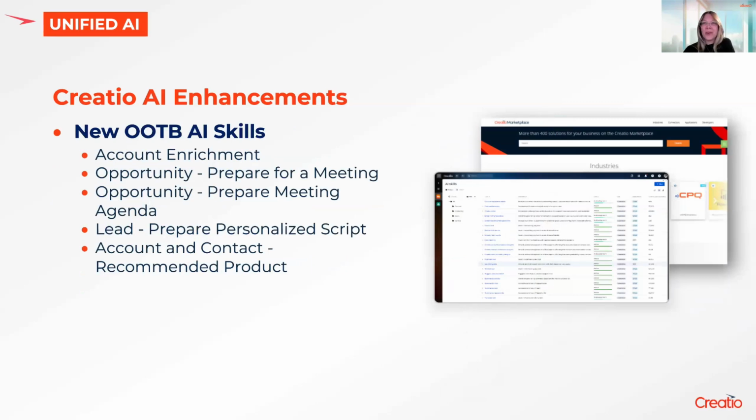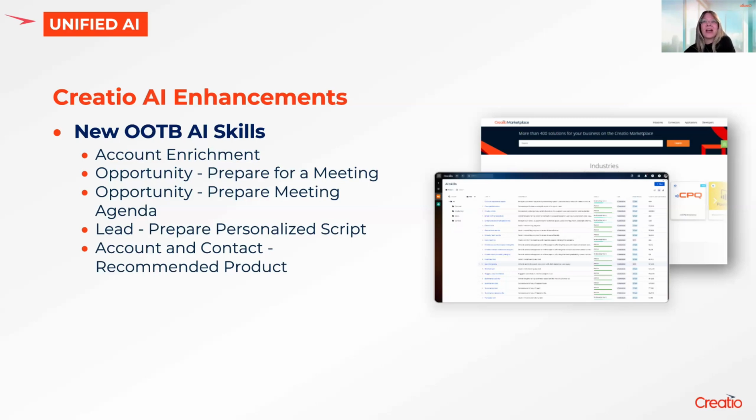Some more exciting Creatio AI enhancements I'd like to share, and I'll later show you in a real life scenario in my environment. We've introduced new out-of-the-box AI skills to make your work easier. We have account enrichment, so you can automatically gather key information about accounts. For opportunity, we have prepare for a meeting, so you can get AI to help you get ready for a client meeting, and opportunity prepare meeting agenda, so we can generate a tailored agenda for your next meeting.